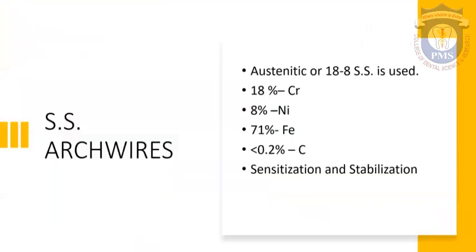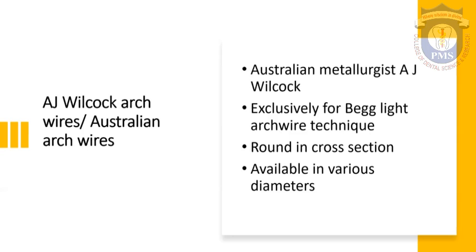Stainless steel arch wire, otherwise known as 18-8 stainless steel or austenitic stainless steel, is used for this purpose. 18% chromium, 8% nickel, 17% iron is present in this arch wire. That is, you have dealt with that in your second year preclinicals.